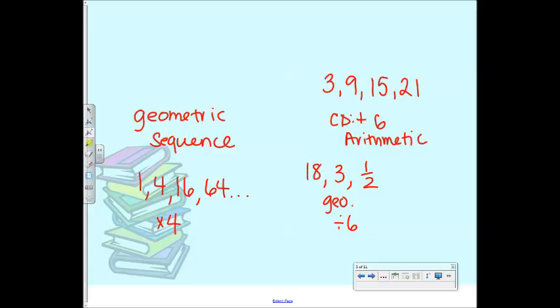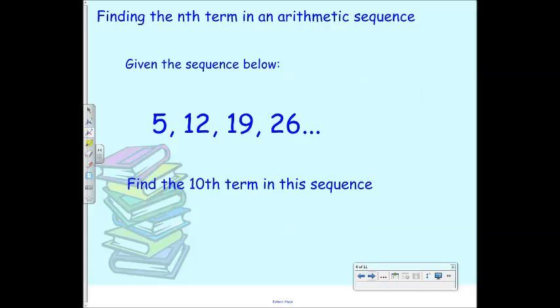Okay. Now, what if I told you, given this sequence below, find the 10th term in this sequence? How would you do it? So it's plus 7. So then what would you do to find the 10th term in the sequence? Yeah, you would keep adding 7 until you get to it. So 5, 12, 19, 26. What would come next? 33, 40, 47, 54. That's the 8th. 61, 68. Here it is. So the 10th term in the sequence is 68.